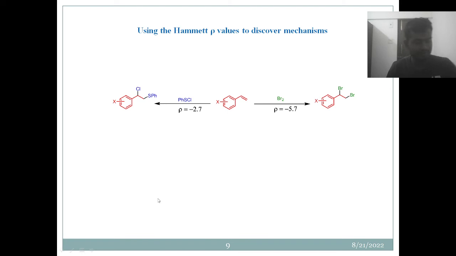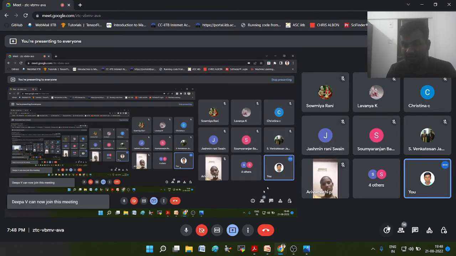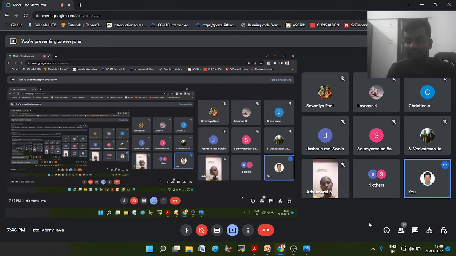I will give 1 minute. At least you know the bromination mechanism: double bond and then bromine. Did you get the question? My question is, based on the rho value, what do you expect the mechanism will be? Will both mechanisms be the same, or will they be a little bit different? How much different? How is it different? These are the questions.